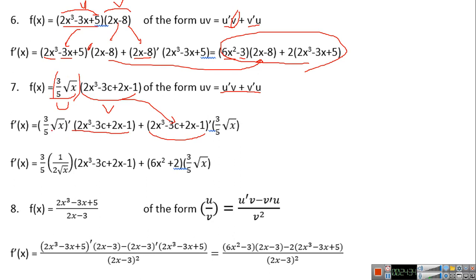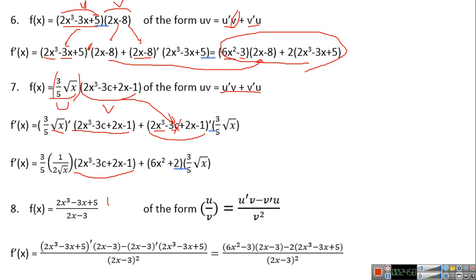So now you know that the derivative of radical x is 1 over 2 radical x times v. Here I want to do the derivative. So 6x squared, derivative here I don't have x, so 0. This is 0. Derivative of 2x is 2. Derivative of minus 1 is 0 times 3 over 5 radical x. So always if you have a product, you do u prime v plus v prime u.